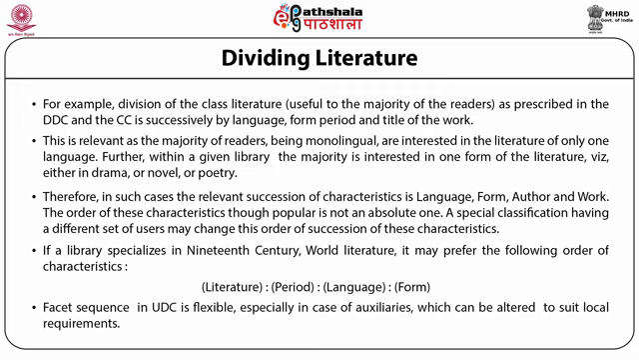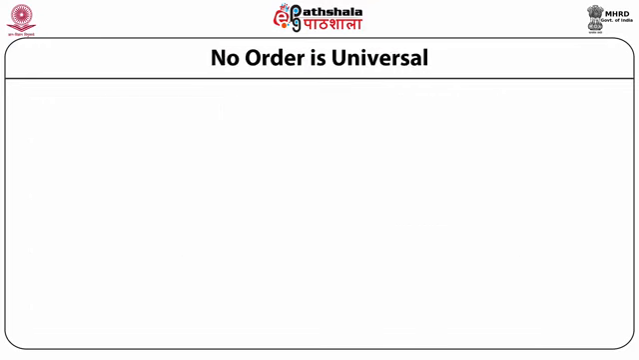Facet sequence in the Universal Decimal Classification is flexible, especially in case of auxiliaries, which can be altered to suit local requirements. But this is not so in the Colon Classification or even in the DDC. No order is universal. No sequence of facets is perfect or serves all needs. No classification serves all readers universally.